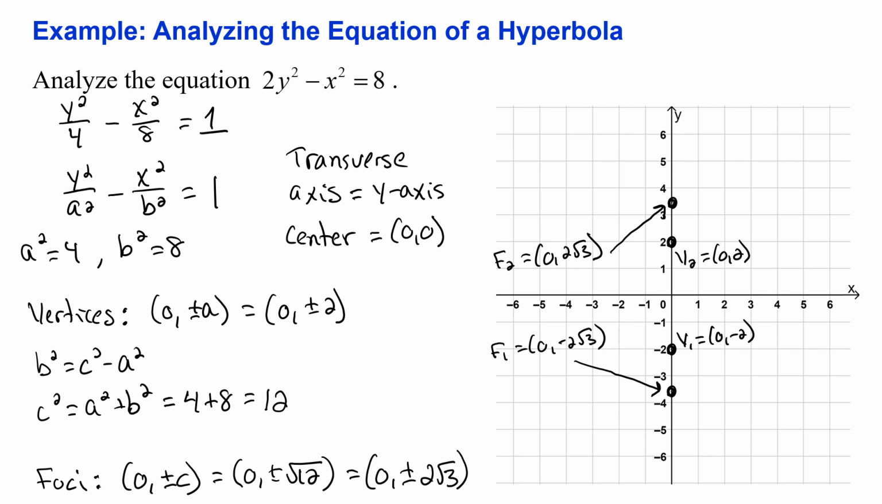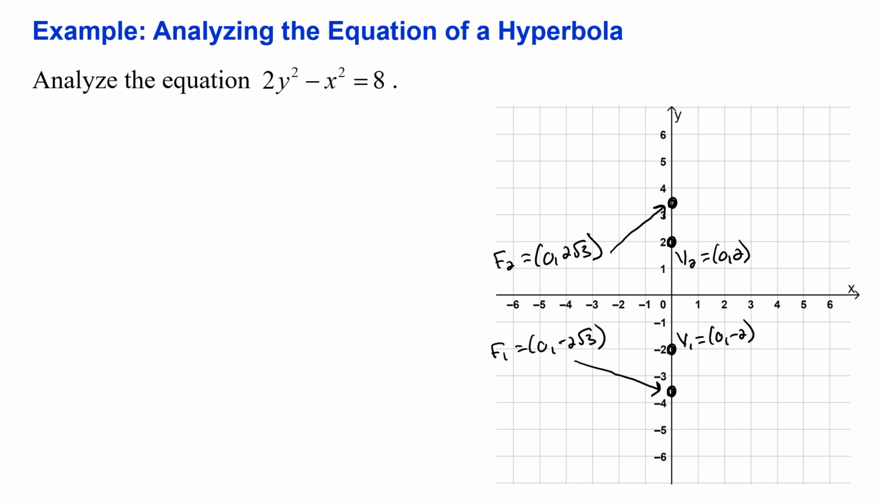And the last thing we need to do is plot a few more points to sketch the graph. Let's move on to a new page with some blank space. So we want to plot a couple points to the left and right of the foci that have a y-coordinate of plus or minus 2 square root of 3.